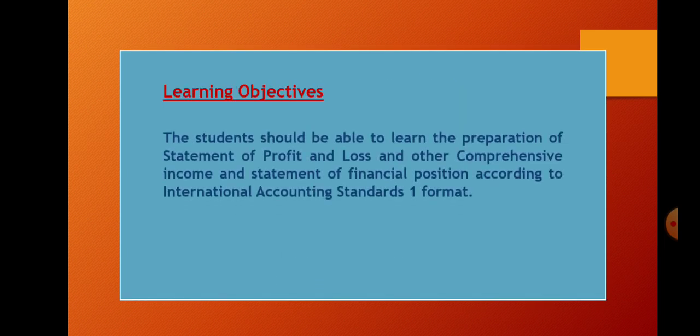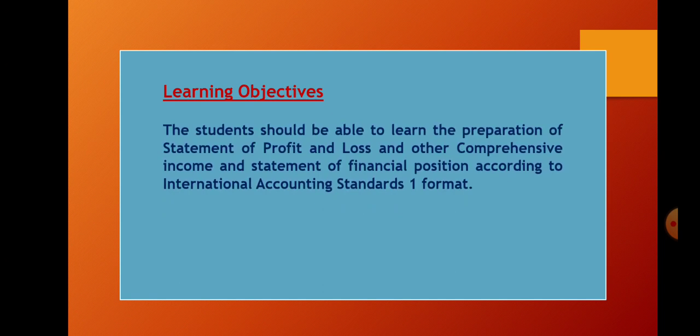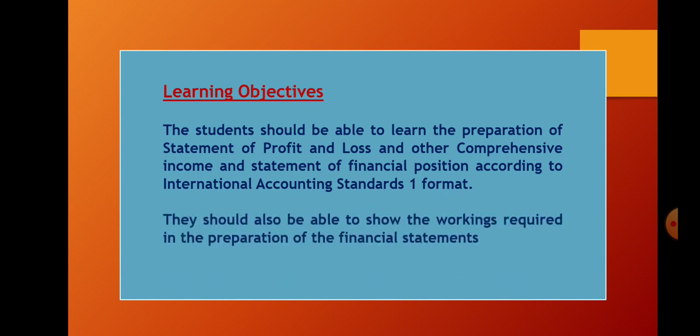The learning objectives. The student should be able to learn the preparation of statement of profit and loss and other comprehensive income and also statement of financial position according to International Accounting Standards 1 format. They should also be able to show the workings required in the preparation of these financial statements.